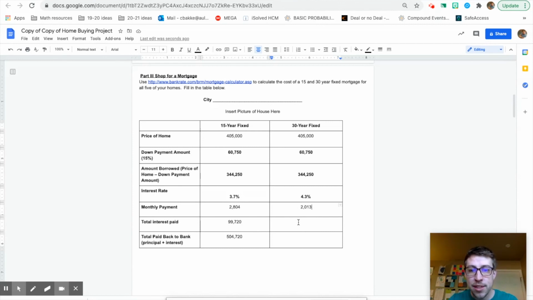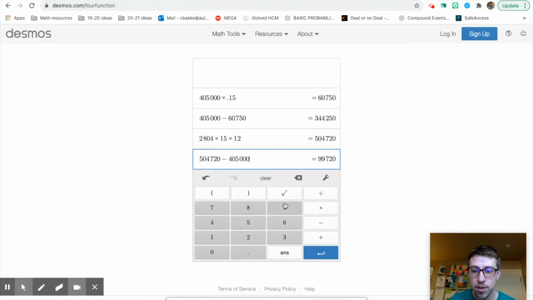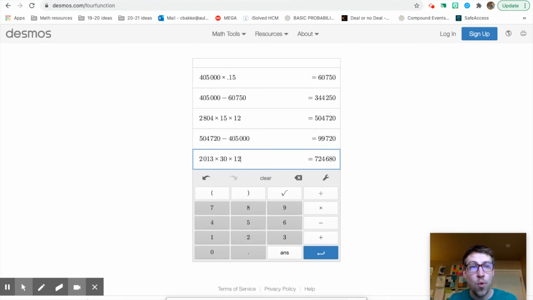In order to get the total interest paid and how much total you paid for that house to the bank, we're going to take that monthly payment times the number of years of that loan times 12, because there's 12 months in every year. So we're going to take that 2013 times, this is my 30-year loan example, times 12 months in every year. It's going to be $724,680.